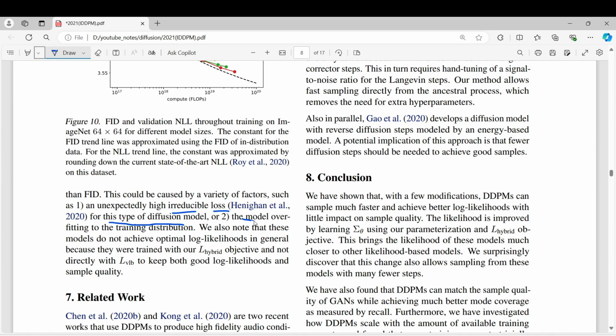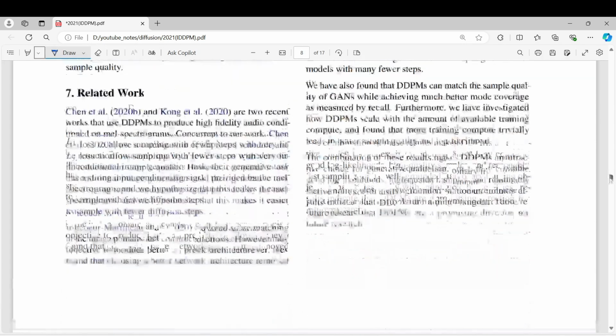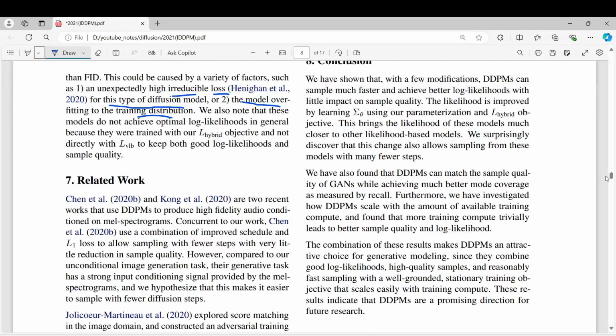Two, is the model overfitting the training distribution? So why does this happen? Why does this quantity, the NLL, not improve as expected according to the power law? These are some of the reasons, but we're not going to focus on that. So let's do the conclusion part. We have already done it, but again let's go through the conclusion here.